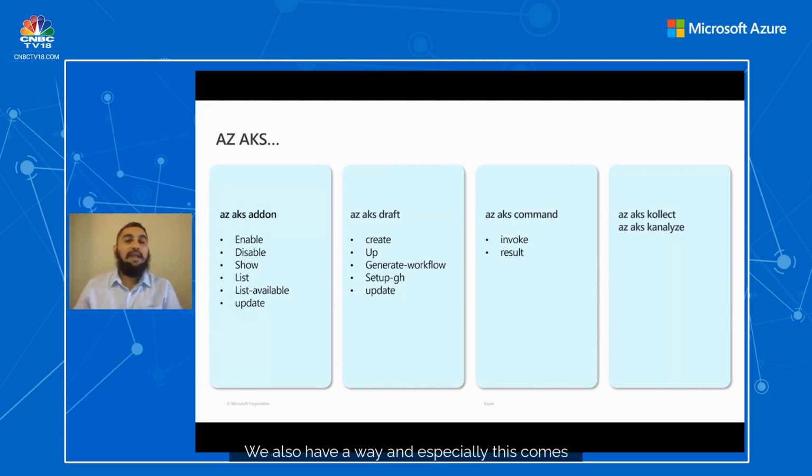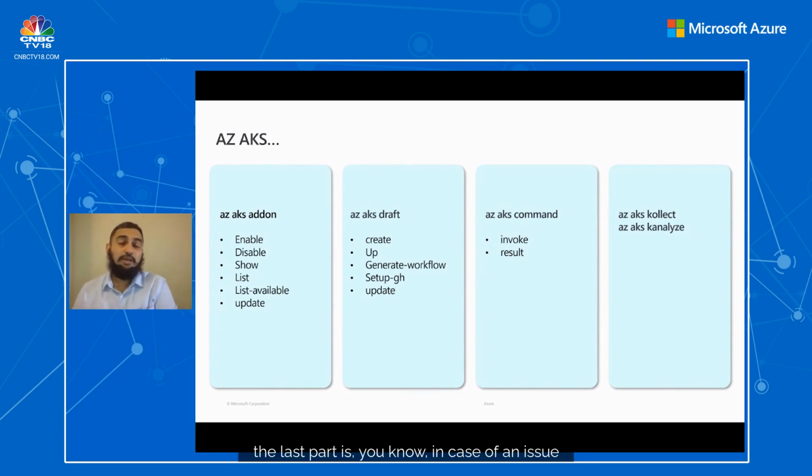We also have a way, and especially this comes in helpful for private clusters, wherein you can invoke a Kubernetes command, like a kubectl command, using the az aks command. You invoke those commands using invoke, and then you can view the results using the result part of it.